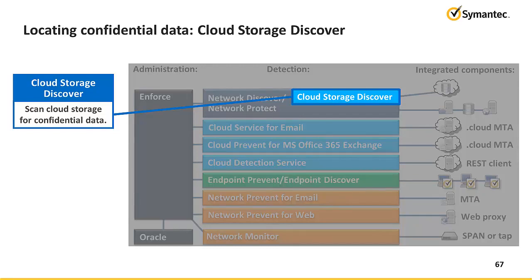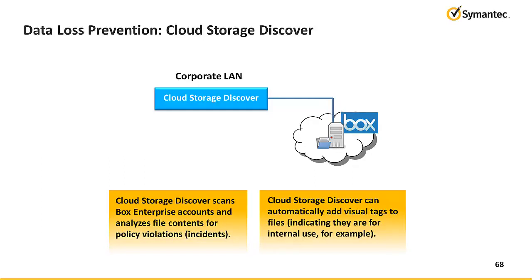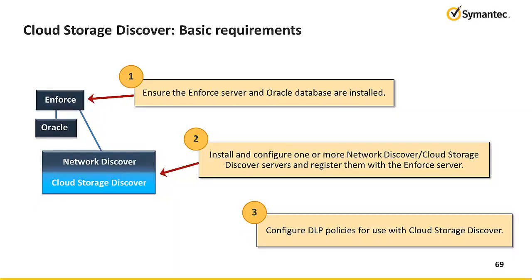This figure depicts basic Symantec DLP Cloud Storage Discover architecture and shows how it captures incidents. The Cloud Storage Discover server scans Box Enterprise accounts and analyzes file contents for policy violations or incidents. Symantec DLP Cloud Storage Discover can automatically add visual tags to files. Note that this topic will cover scanning only. For details on using response rules, see the Preventing Unauthorized Exposure of Confidential Data module of this Symantec DLP administration course. Symantec DLP Cloud Storage Discover is built on an architecture comprised of Enforce and one or more Network Discover Cloud Storage Discover servers.